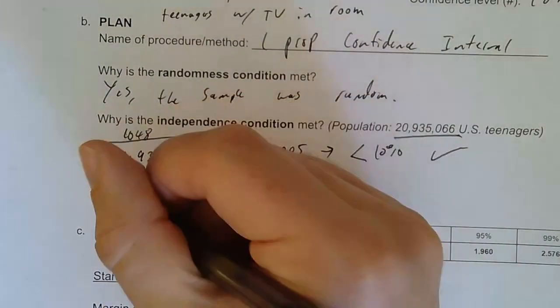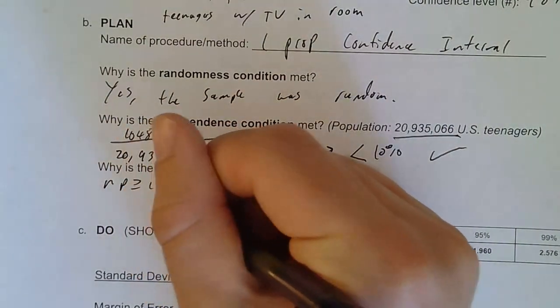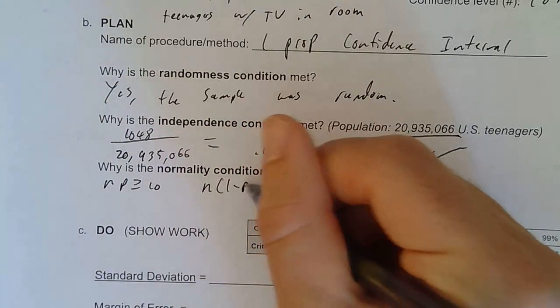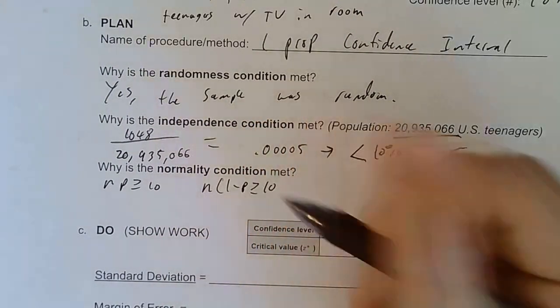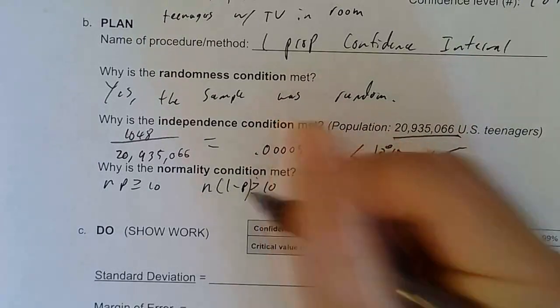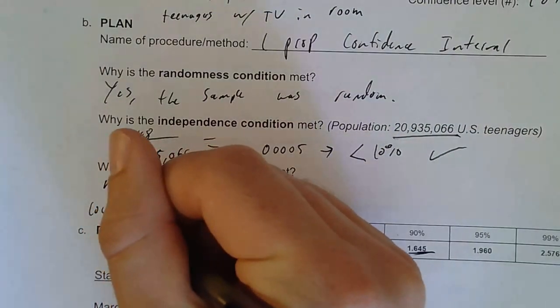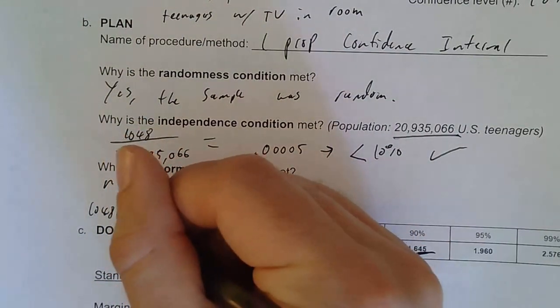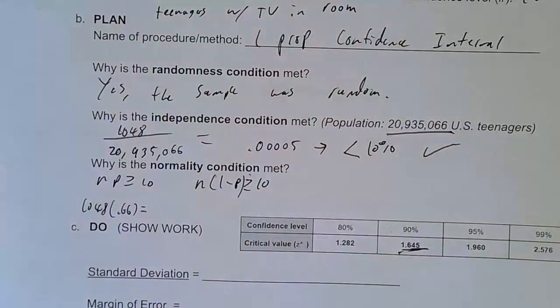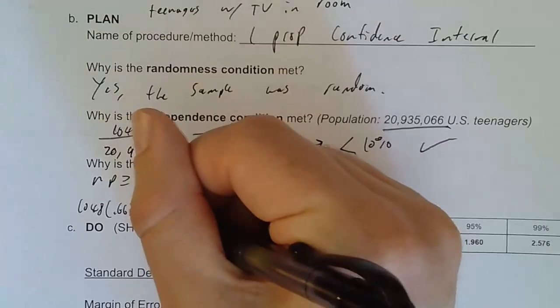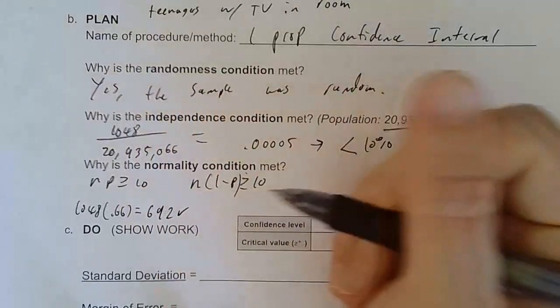Normality conditions, again, that's np needs to be greater than or equal to 10, and n(1 minus p) needs to be greater than or equal to 10. So my n, again, that's that 1048 times 0.66 is 692, just around that, which is fine. You can check that one off.